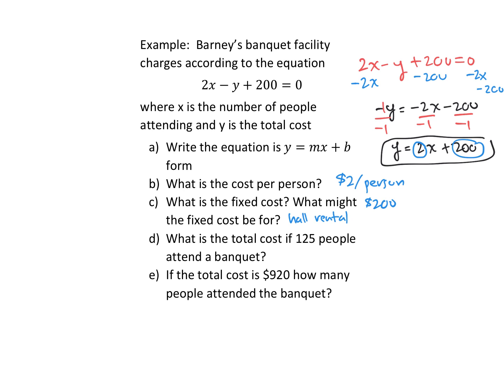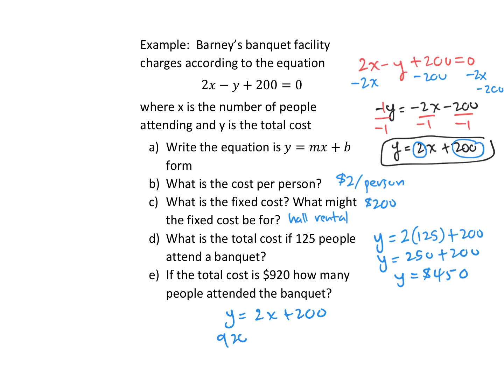So once we have it in slope-intercept form, it's handy because then we can use this equation to find the cost for 125 people or any number of people. So each person costs $2 plus 200 fixed cost. So that's $250 plus 200 is $450. So it would cost us $450 if we wanted to have 125 people attend the banquet. And we can also use it to find how many people could go if we had the price.